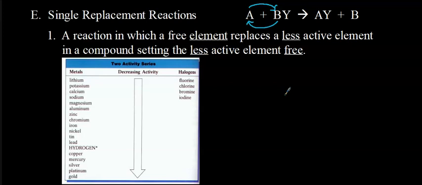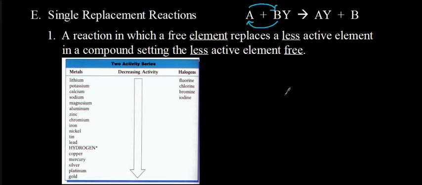You may have noticed too in this list of metals that we have also hydrogen there. So some metals can replace hydrogen in an acid. I'll explain what that means later. And even the most reactive metals can replace hydrogen in water. So that hydrogen there is primarily for acids. We'll see examples of that in just a bit.